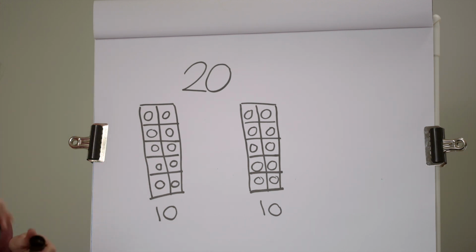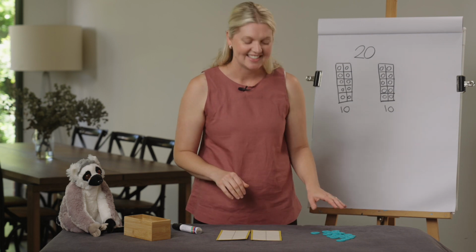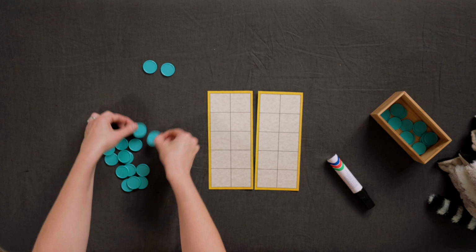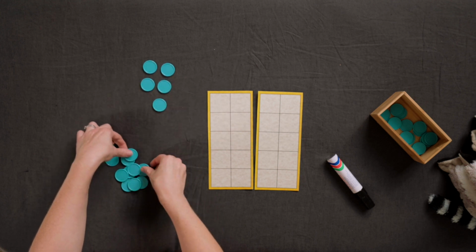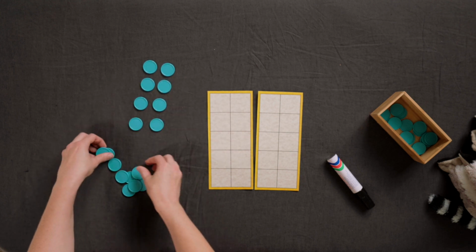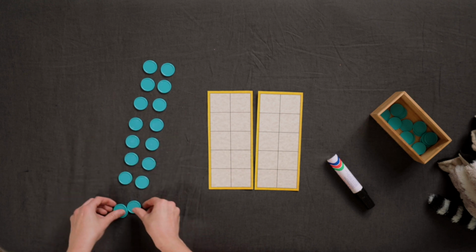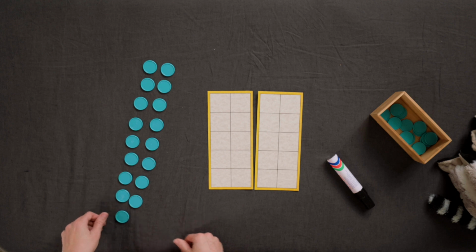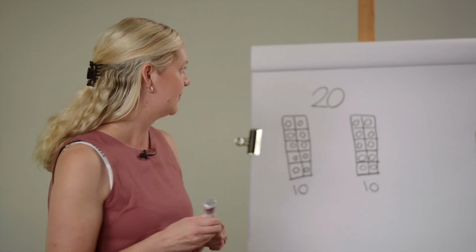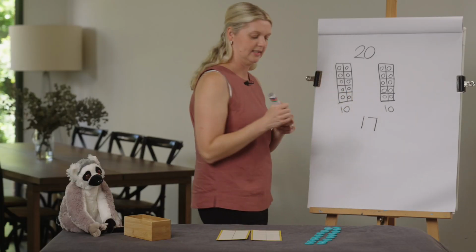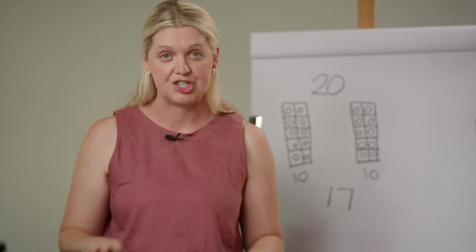Shall we try another one? This time, let's see our total. I'm going to line them up so we can count 2, 4, 6, 8, 10, 12, 14, 16, 17. So 17 is our new total. I'm going to write that here. 1 and a 7. Now we've got to share them out equally. Let's see how we go.